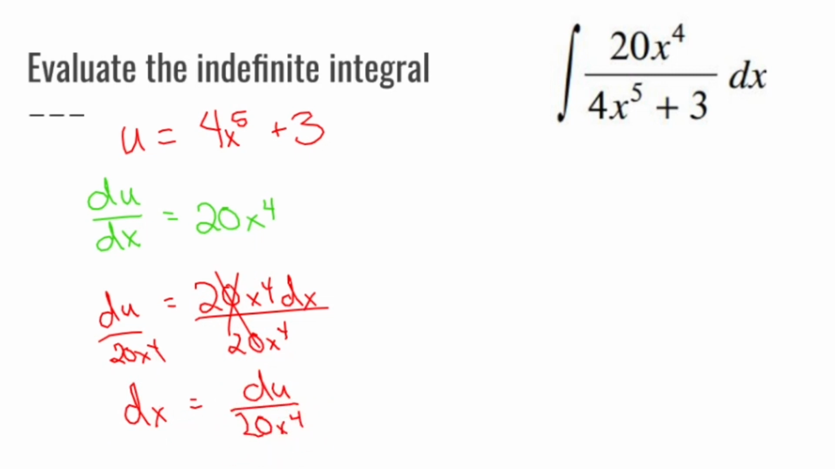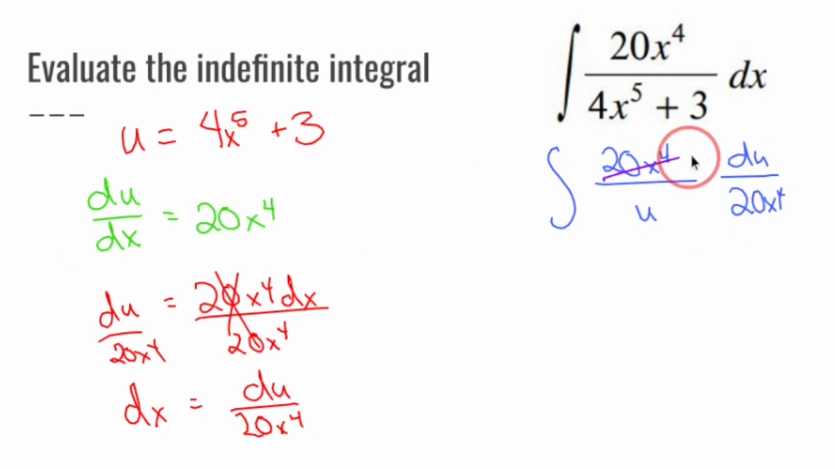Let's go back to my original integral. I can replace a few things. I know that I didn't do anything with 20x to the 4th, so that stays. I called u 4x to the 5th plus 3, so let's call it u, and I called dx du over 20x to the 4th. Now, why is this fantastic? Because these guys cancel out, and that's what you're hoping will happen. If you're going to use U substitution, you need all of your x's to go away, otherwise you chose the wrong u. So now what I have is perfect: 1 over u du.